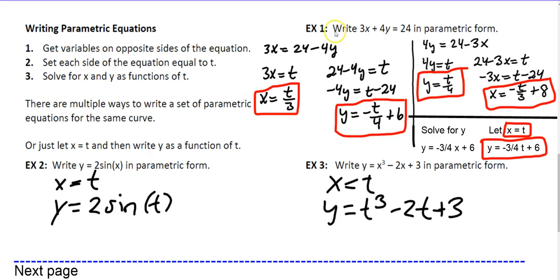Now I want to go back and look at example 1. We see 3 different ways to write parametric equations for the same linear equation here, and I want to show you what this looks like when you graph all of them on the calculator.